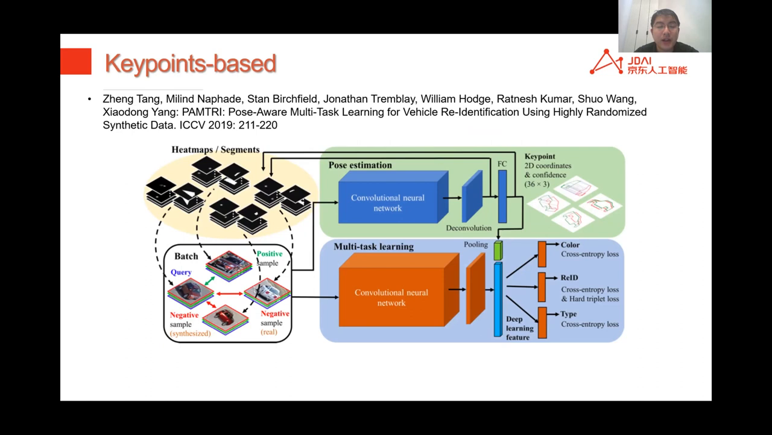First, it overcomes viewpoint dependency by reasoning about vehicle pose and wheel key points, heat maps, and segments from pose estimation. Second, it jointly classifies semantic vehicle attributes while performing the identification. So it is multitask learning with embedded pose information.